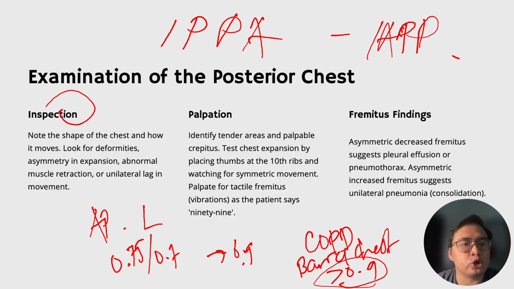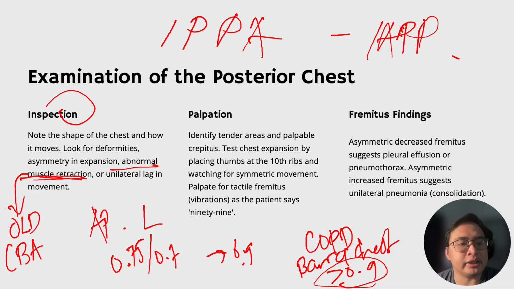Okay? There could also be abnormal muscle retraction. So you normally see abnormal muscle retraction in obstructive lung diseases such as asthma as well as COPD. And you're going to look for it at the lower intercostal spaces. Okay? So there. That's for the inspection part.